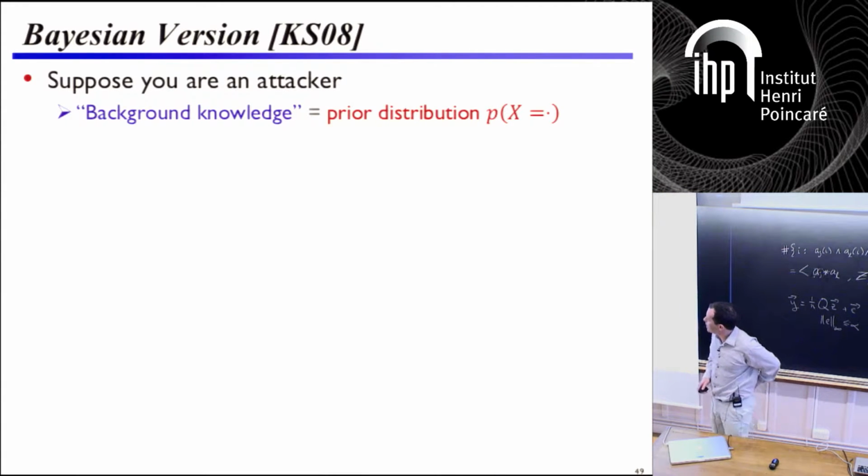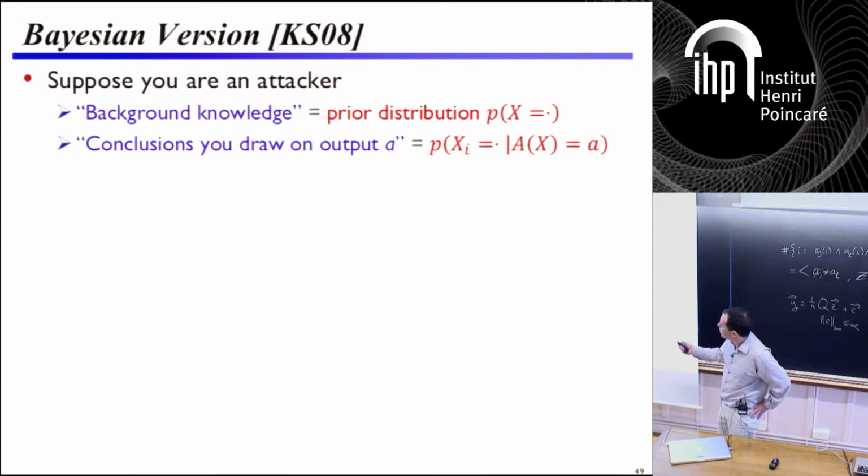Okay, suppose you're an attacker. You could think of a Bayesian attacker, if you will, who has some knowledge ahead of time about the data set in the form of some prior distribution. Given an output little a, the attacker is going to draw some conclusions about the data set, and the conclusions he draws about point xi can be encoded by the posterior distribution on xi, conditioned on the output.